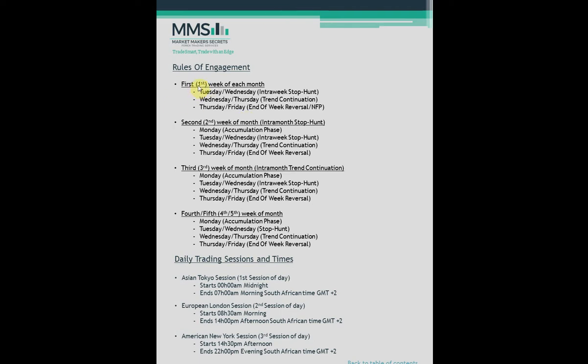Exactly. So as you can see, our rules of engagement: the first week of each month, and the first week and the second week of the inter-month cycle. So these are our areas where we expect the high or the low price of the month to be established, between the first and the second week. Sometimes it happens on the third week. It's okay, because remember there are variations on the theme.